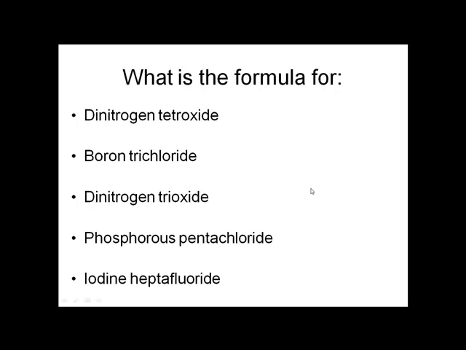All right, I'm going to give you a minute here. Write down all the formulas for these. We'll do the first one together. Then I'll tell you to pause it, and we'll come back and go over them quickly.